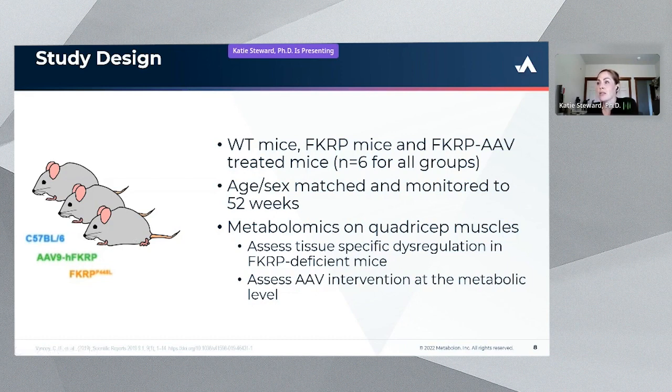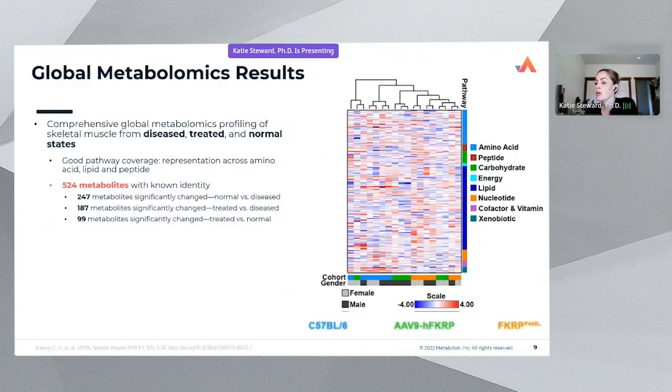And then they did metabolomics on the skeletal quadricep muscles to assess the tissue-specific dysregulations in the FKRP deficient mice, and also to assess the AAV interventions at the metabolic level. The global metabolomics analysis of the muscle tissue of each of the different groups of mice showed good coverage across the biochemical superpathways. You can see there we're covering amino acids, peptide metabolism, carbohydrate, cofactors and vitamins, and xenobiotics.